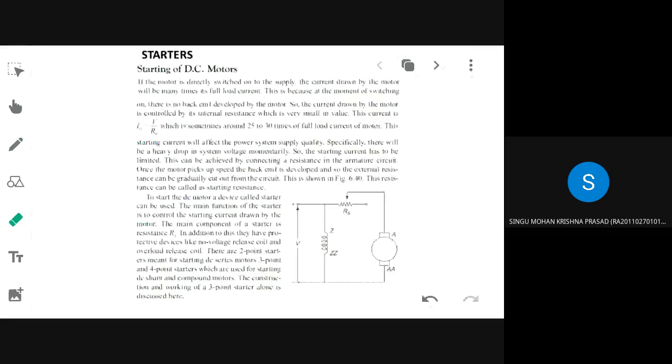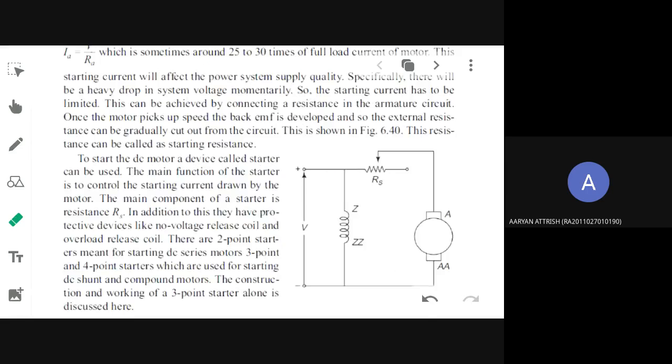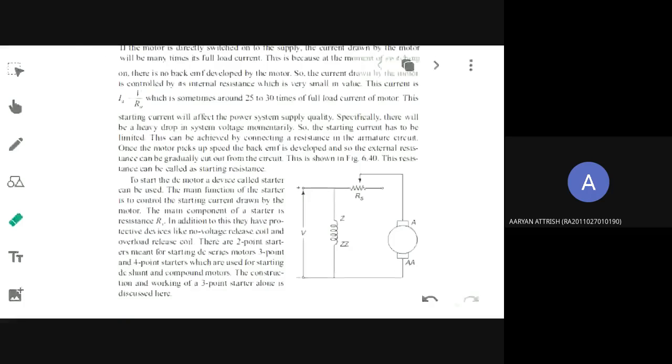Yes, ma'am. So will you be able to start the motor directly from the supply, or you need to have a starter? We need to have a starter. Yes, okay. And next we will move on to what are the different types of starter that you are having.